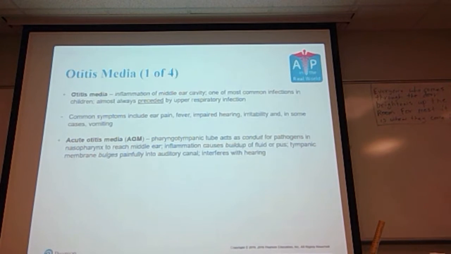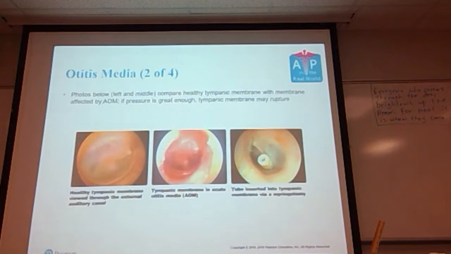Acute otitis media: the pharyngeotympanic tube acts as a conduit for pathogens in the nasopharynx to the middle ear. Inflammation causes buildup of fluid or pus. The tympanic membrane bulges painfully into the auditory canal. This interferes with hearing, and this is, again, acute otitis media.